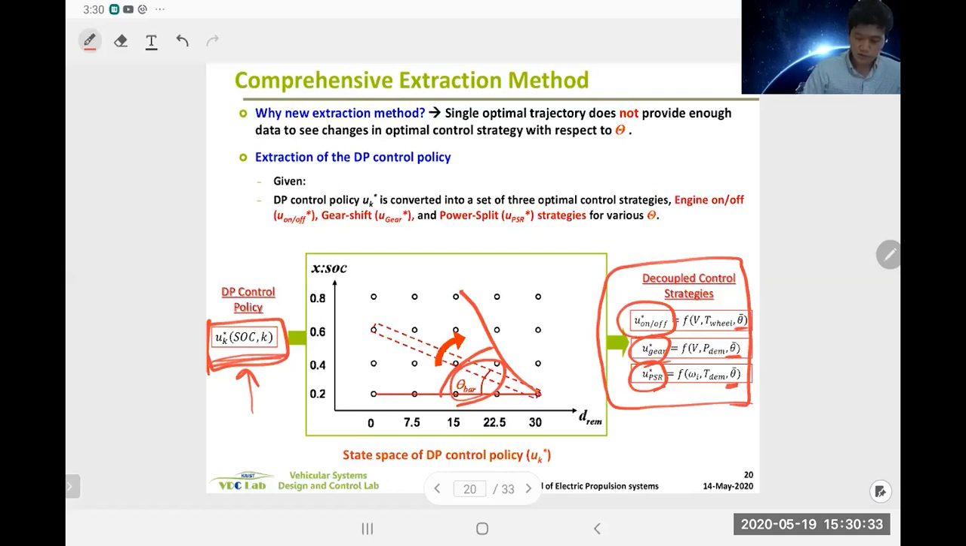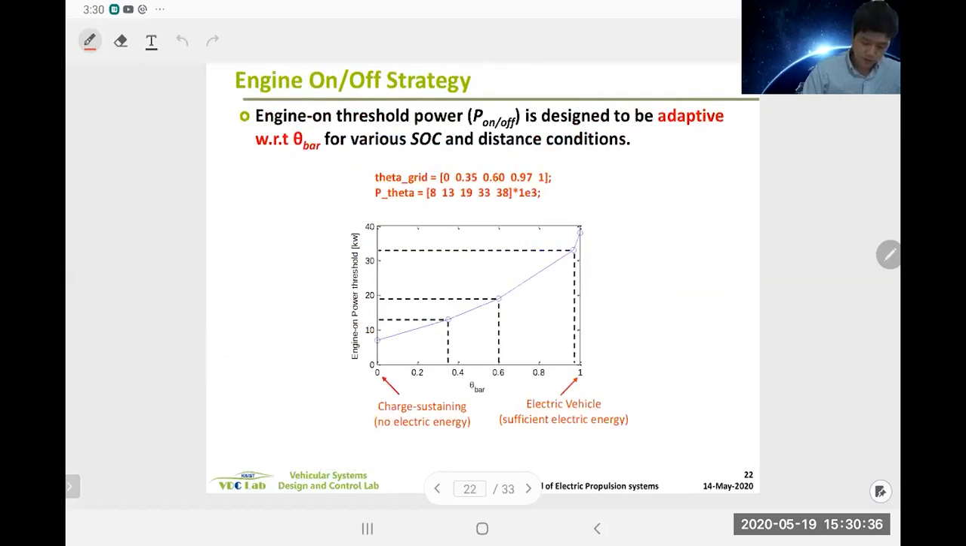Let's move on to shift strategy. Oh, by the way, a summary of this is: engine on-off power threshold should be adjusted as a function of theta bar. This is CS, hybrid mode. This is EV mode. So depending on the remaining distance and available SOC, you can compute a theta bar, and then you can change the engine on-off power threshold. So you need to adapt to it.